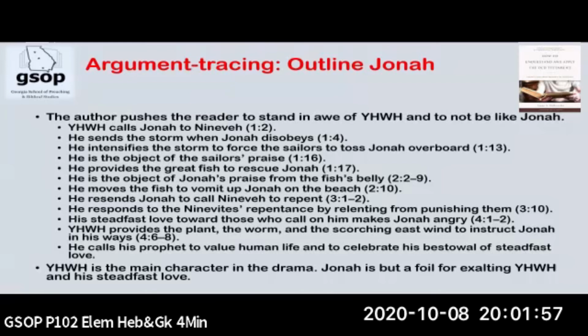God calls Jonah to Nineveh. He sends the storm when Jonah disobeys. He intensifies the storm to force the sailors to toss Jonah overboard. God is the object of the sailors' praise. God provides the great fish to rescue Jonah.